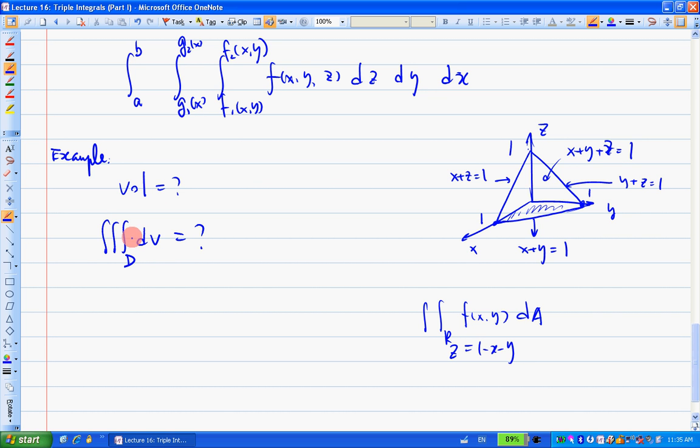In some textbooks, they don't write the three integrals, they just write one integral with a dV at the end. That actually expresses the same idea here.